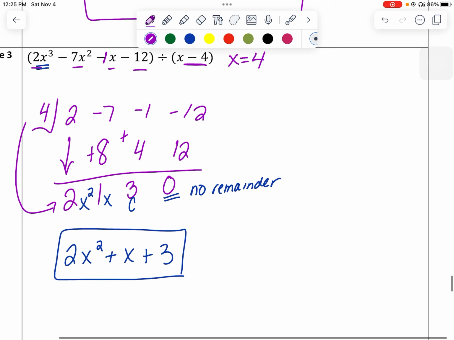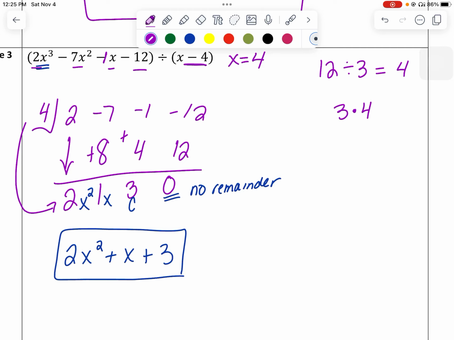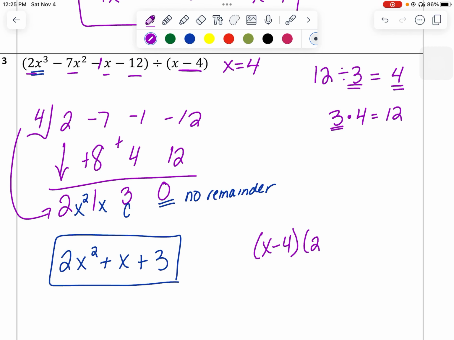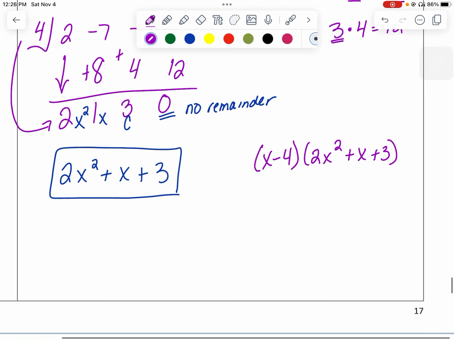So, for example, if you did 12 and you divide it by 3 and you get 4, that means that 3 is a factor, so 3 times 4 is 12. So when you divide by a number and you get a whole number and no remainder, that means that number was a factor of the original number. And so this means that if you were to take x minus 4, what you divided by, and you multiplied it back through, 2x squared plus x plus 3, you would get what you started with.